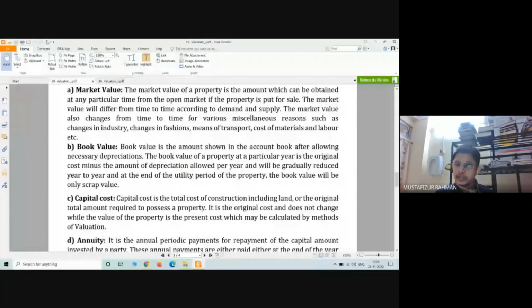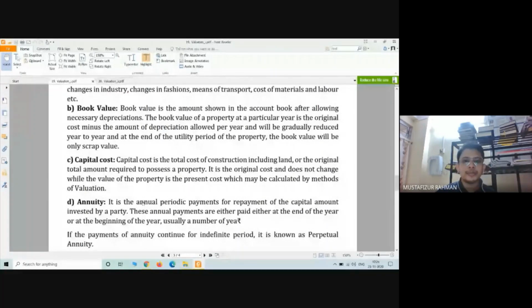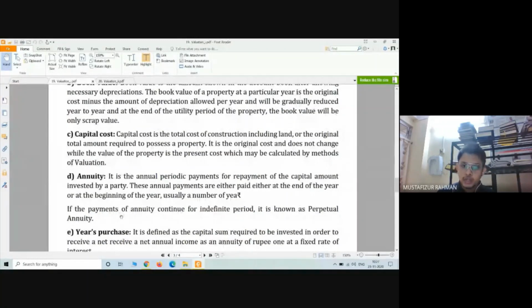Then we have another important term: what is capital cost? Capital cost is the total cost of construction, including land and everything that was required to acquire or to construct the property. That is capital cost. Then we have annuity. Now, what is annuity?